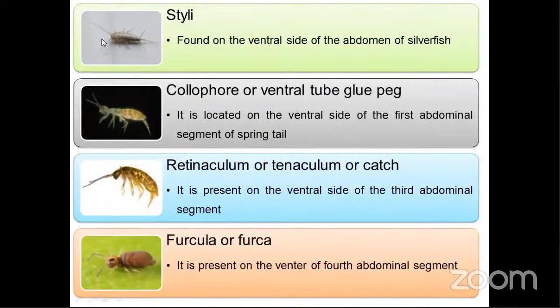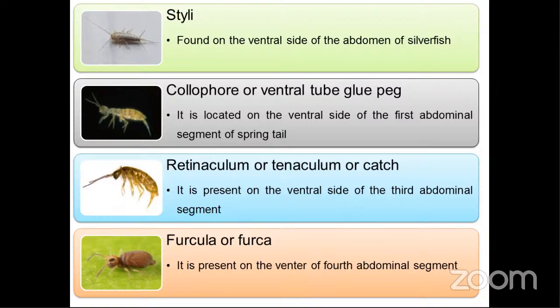You can see here, this is the silverfish. These abdominal segments bear styli. Styli are present in silverfish: a varying number of hairy, tube-like outgrowths found on the ventral side of the abdomen of silverfish only. That is the stylus.